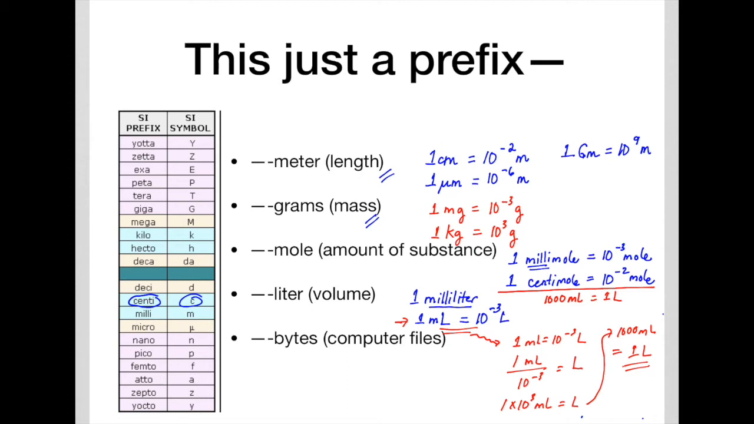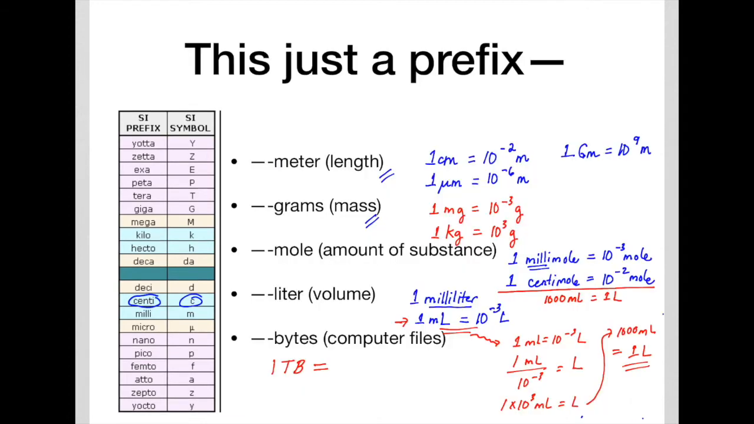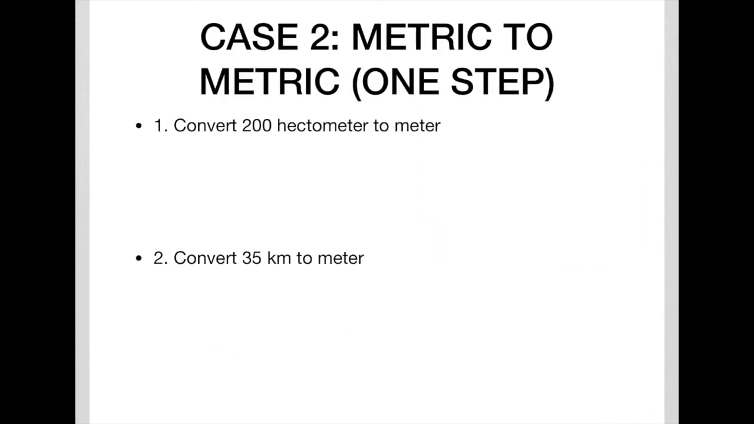How about if we're going to use bytes? For example, we have 1 terabyte, TB. What do you mean by tera? Let's look at tera. Tera is 10 raised to 12. Therefore, 1 terabyte is 10 raised to 12 bytes.